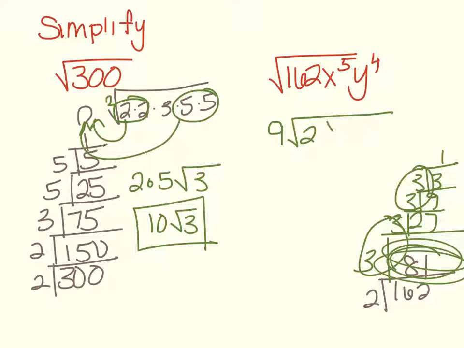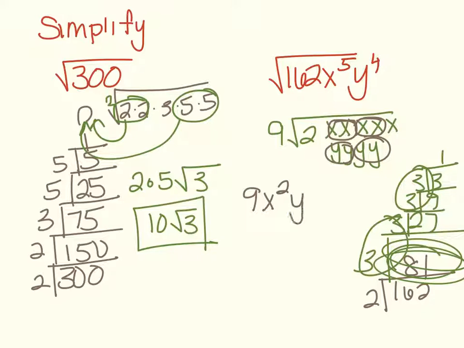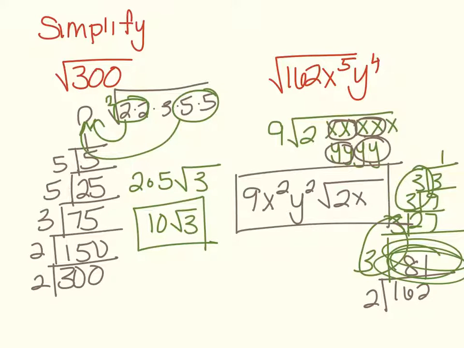What else do I have in there? I have 1, 2, 3, 4, 5 x's, and 1, 2, 3, 4 y's. I'm going to circle groups of pairs, groups of 2. There's 1, there's 1, there's 1, and there's 1. Everything that I circle goes to the outside. I already have a 9. I have 2 groups of x's and 2 groups of y's. Left over on the inside, I have a 2 and an x. And there's my final answer.